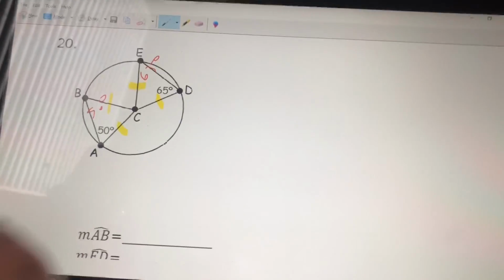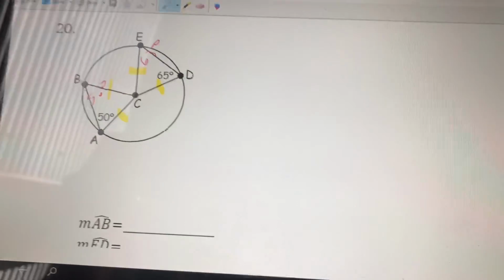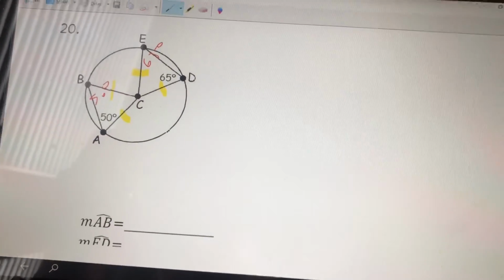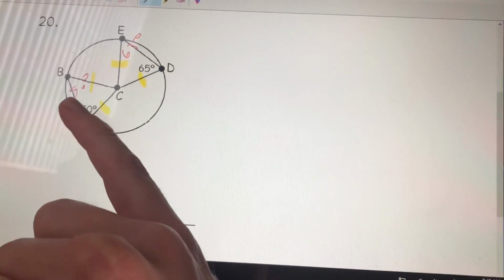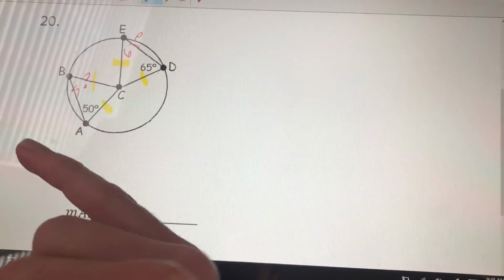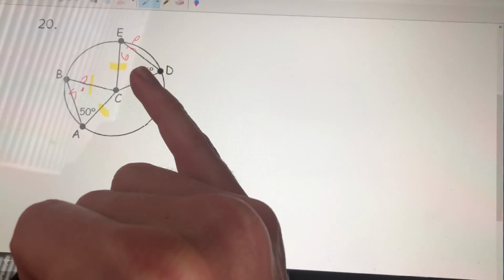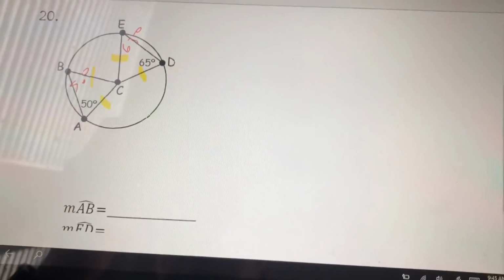So we know all the radii, AC, BC, EC, and DC are all congruent to each other. Because we know they're congruent, we know these are isosceles triangles. So since this is an isosceles triangle, the two base angles, 50 and 50, are congruent to each other. Since this is an isosceles triangle, those two are both 65.